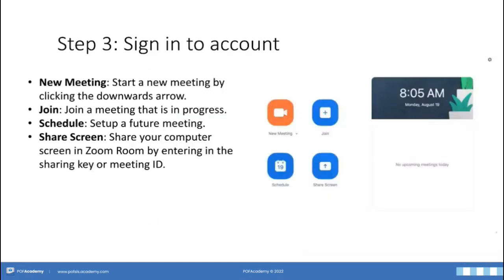Step 3. Sign into your account. After you sign into your account, you will proceed to the Zoom interface. It has four options, which are new meeting, join, schedule, and share screen. For new meeting, start a new meeting by clicking the downwards arrow. Join a meeting that is in progress. For schedule, set up a future meeting. And for share screen, share your computer screen in the Zoom room by entering the sharing key or meeting ID.